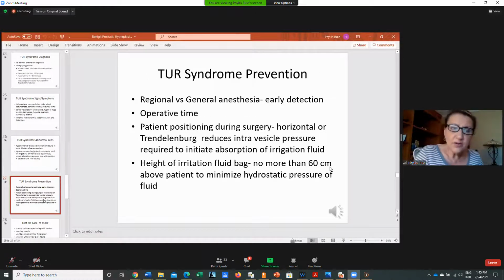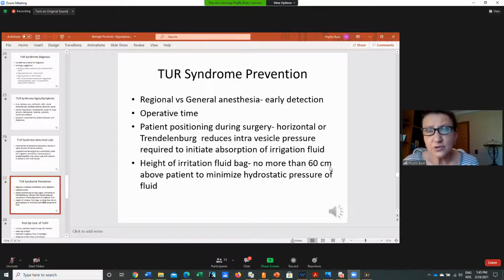So, how are we going to prevent this particular syndrome from happening? Well, we can use regional versus general anesthesia. The main thing is early detection. Be on top of it. Be paying attention to that patient. Know if there's a significant change in their behavior. How long were they under? If they were under general anesthesia, were they under 45 minutes, an hour, or were they under 2.5 hours? It makes a difference, especially if it's an older person.